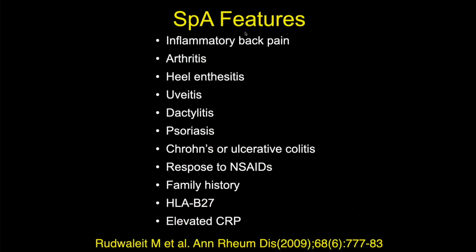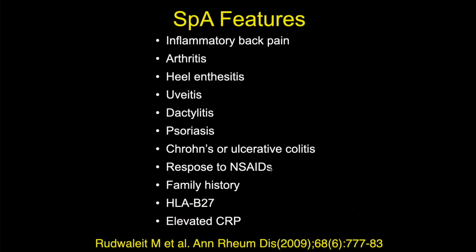The spondyloarthritic features that you look for to help nail down the diagnosis are inflammatory back pain, like we just talked about, other areas of arthritis, enthesitis, especially in the heel, uveitis, dactylitis, psoriasis, Crohn's and ulcerative colitis, if we're looking for spondylitic arthropathies, not just ankylosing spondylitis.